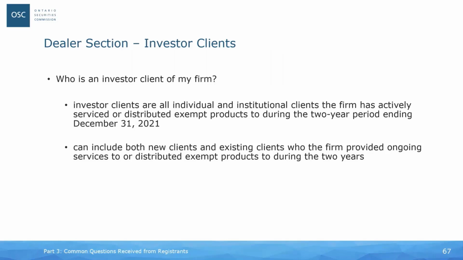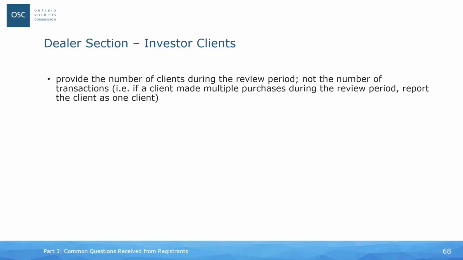Questions 2 and 3 require the firm to provide information about the number of its investor clients during the 2 years ended December 31st, 2021. Generally, the number of clients includes all clients the firm raised capital from, usually through the distribution of a product during the 2 years. Clients can be individuals or institutions and include both new clients and former clients that purchased a security during these 2 years.